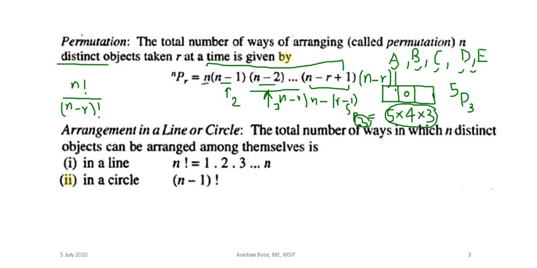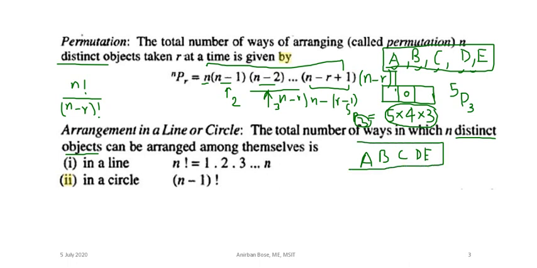Now coming to this point, arrangement in a line or circle. The total number of ways in which n distinct objects, again this distinct is very important, can be arranged among themselves. An equivalent question, so that you can understand: let us consider A, B, C, D, E are 5 persons. How many ways can they be arranged? Maybe A is first, then B, then C, then D, then E. So basically we are considering all of them and trying to arrange them.